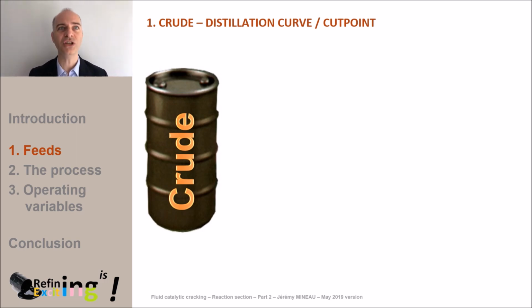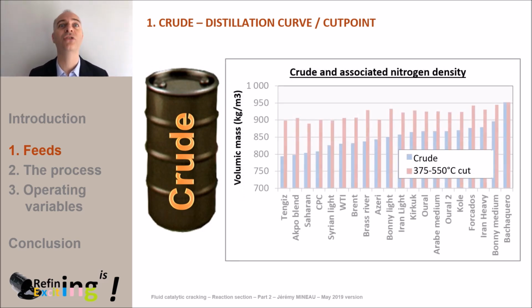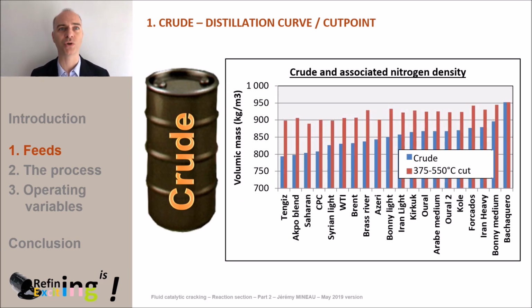Regarding the density of the VGO, it does not depend that much on the density of the associated crude. The density of a typical VGO varies between 900 and 940 kg per cubic meter. Density is important for the FCC process. Indeed, a feed with a low density is rather favorable to cracking, whereas a feed having a high density will be more refractory to cracking.